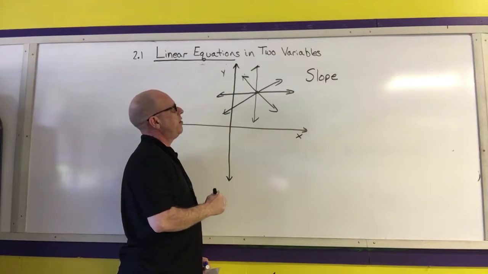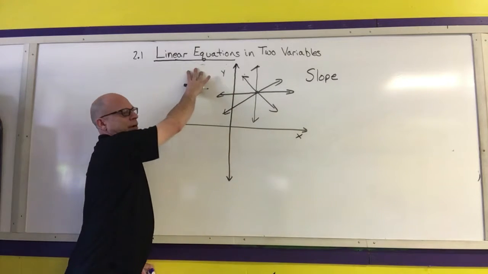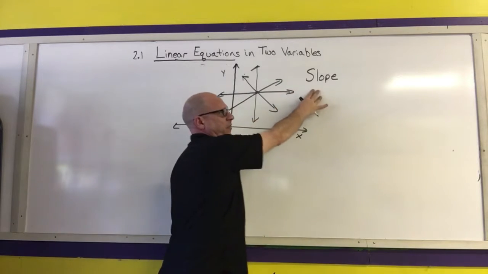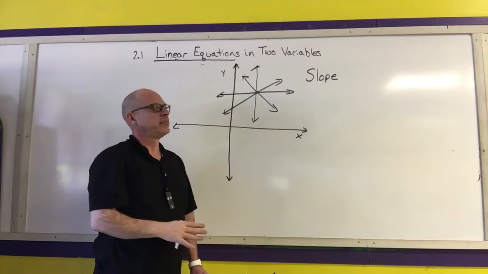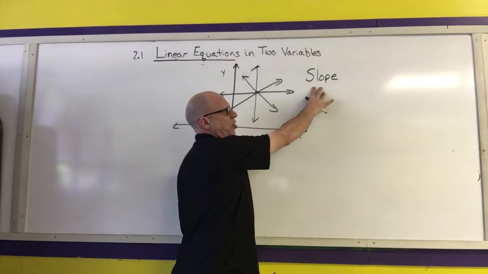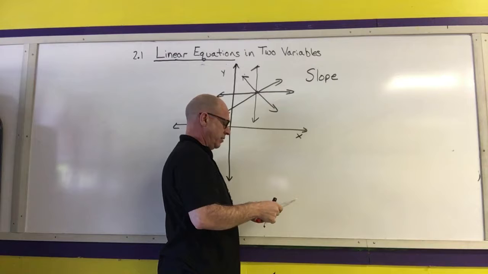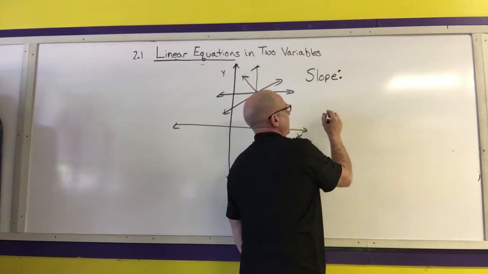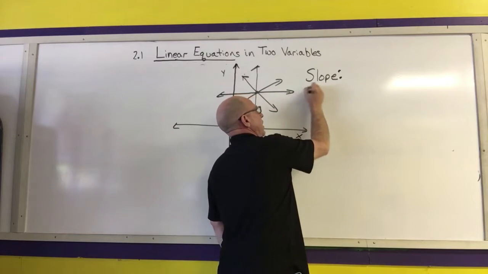A key thing to point out here is that only linear equations or straight lines have a slope. If I were to graph a parabola, there is not a slope of a parabola. There is not a slope of a circle. We only have slopes if I have straight lines. The definition of the slope of a line is as follows.